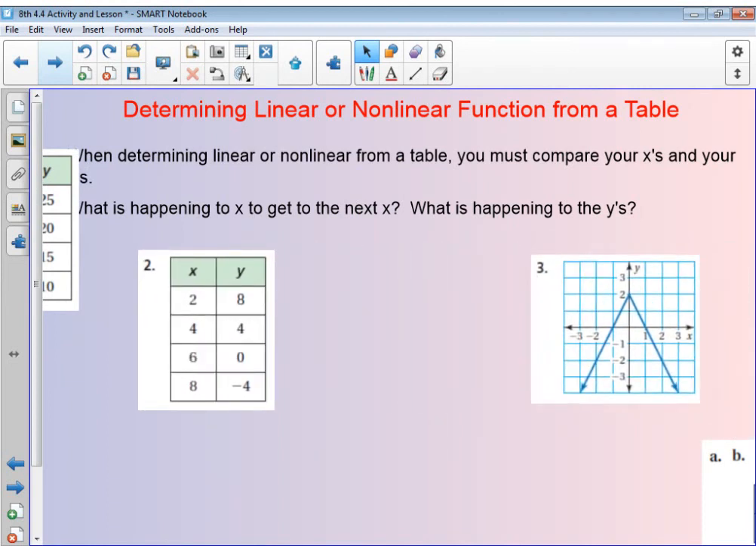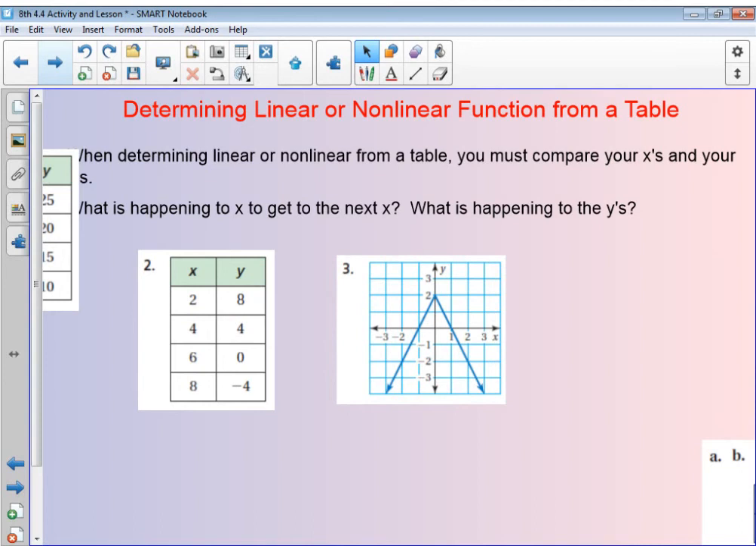Okay, so I want you guys to try these two. So remember yesterday that number 3, we don't have a picture. Okay, but yesterday you guys graphed some pictures and you looked at linear versus nonlinear. So I want you to go ahead, pause your video, work your way through numbers 2 and 3, and determine whether these are showing a linear or a nonlinear function.